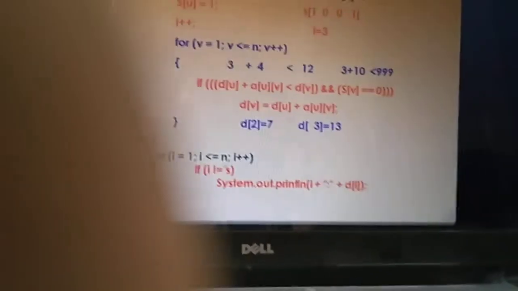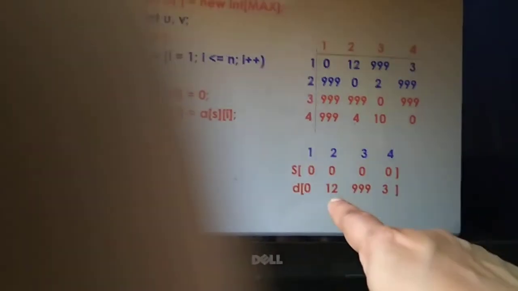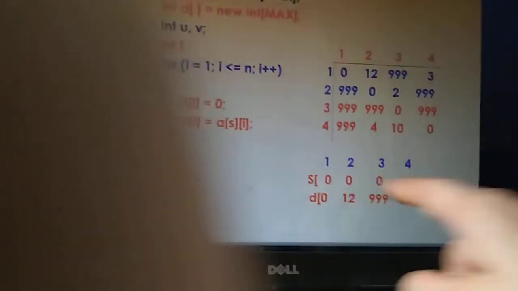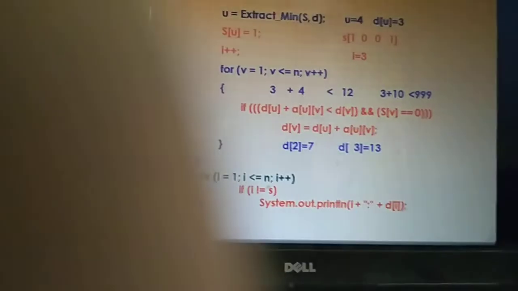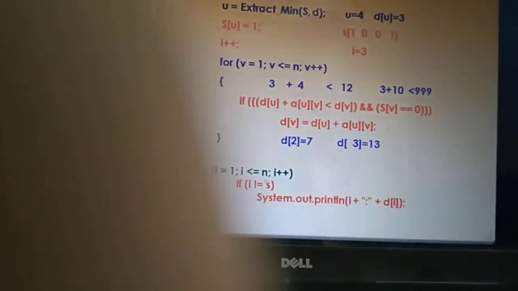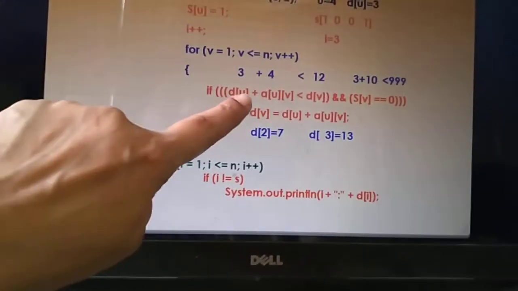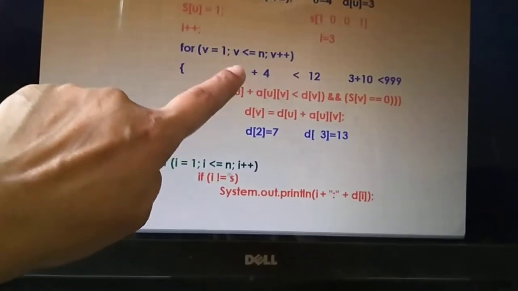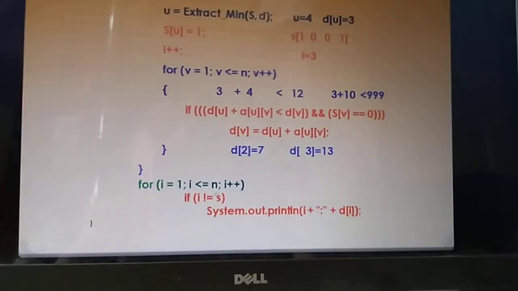Is 7 minimum or the previous distance? That is D of 2. What was your D of 2? D of 2 was 12. So whether that is minimum or 7 is minimum. Through 4, if I go, it is minimum compared to the previous distance. So I'll take that one. So 7 is minimum. So now D of 2 will become 7.